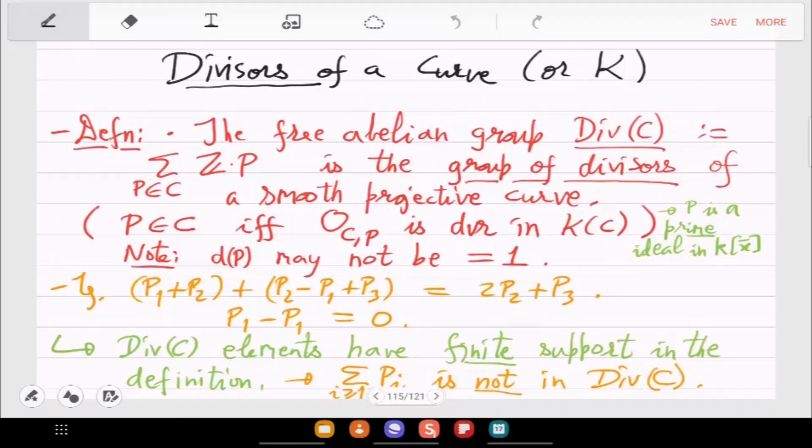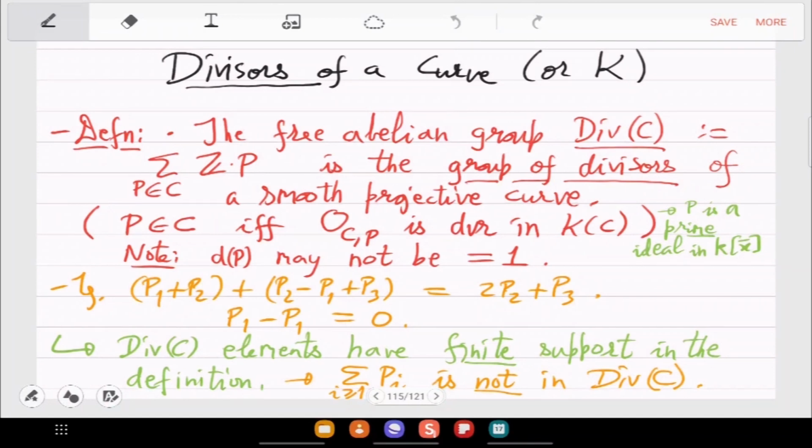So we started a long time back with divisors of a curve. Div C is the sum, basically an integral linear combination of points, where points have to be thought of as more general than just an actual point. It's a prime ideal actually in the, let's say, bivariate polynomial ring over the base field small k, and the function field of the curve is big K.